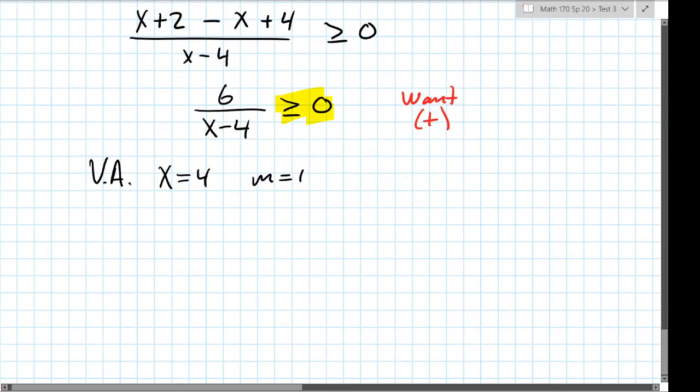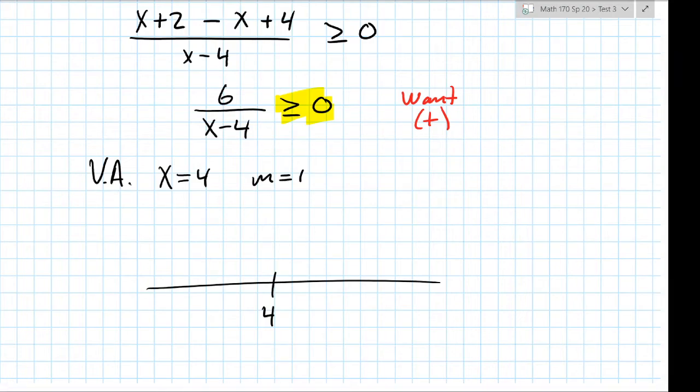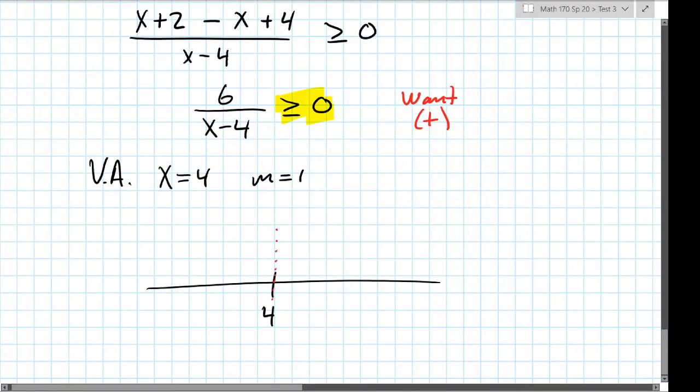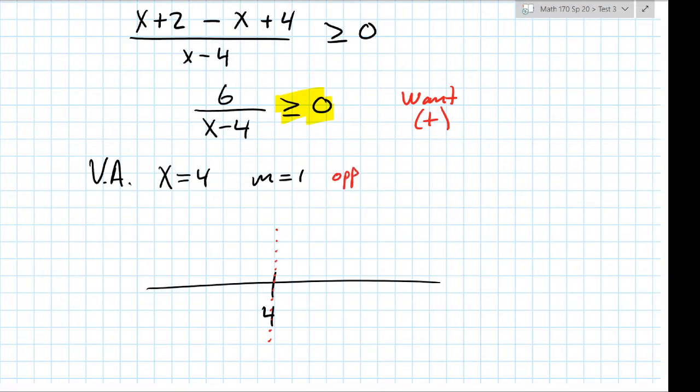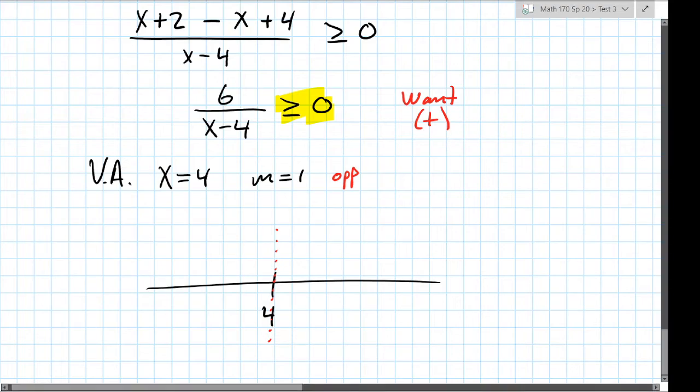Now we can get our sketch. On our x-axis we've got a 4. We've got our vertical asymptote, put a dotted line there. Notice it's going to be opposite. And at this point we need a test value to see whether or not we're above or below the x-axis.